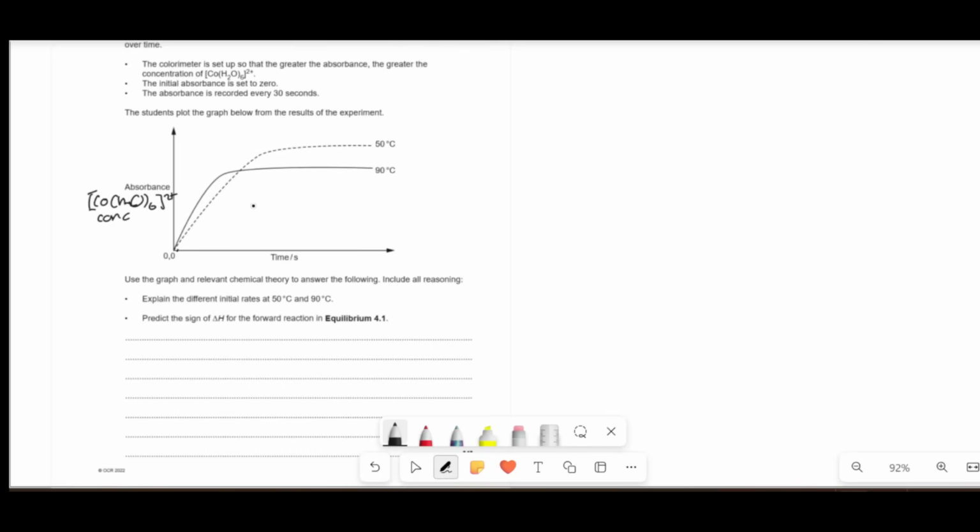The gradient tells you the steepness. The steepness can tell you the rate. So in this case, at 90 degrees Celsius, it says explain the difference. We need to say what the difference is. Well, at 90 degrees the initial rate is higher. Now you need to think why.